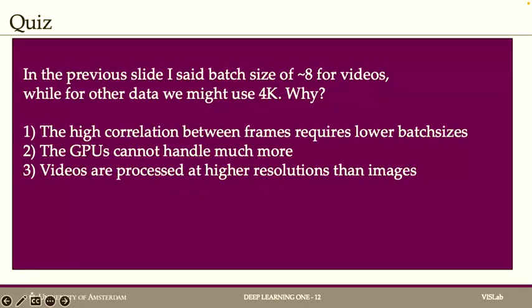A quick question here. We said that for videos we use a batch size of 8 and for images maybe 4K. So the question is, why? I think you know enough to answer this. Is it because 1, the high correlation between frames requires lower batch sizes? 2, as you know, videos have a frame rate of 30, so that's like 30 images per second, and the GPU cannot handle much more? Or 3, videos are processed at higher resolution than images? So have a think.